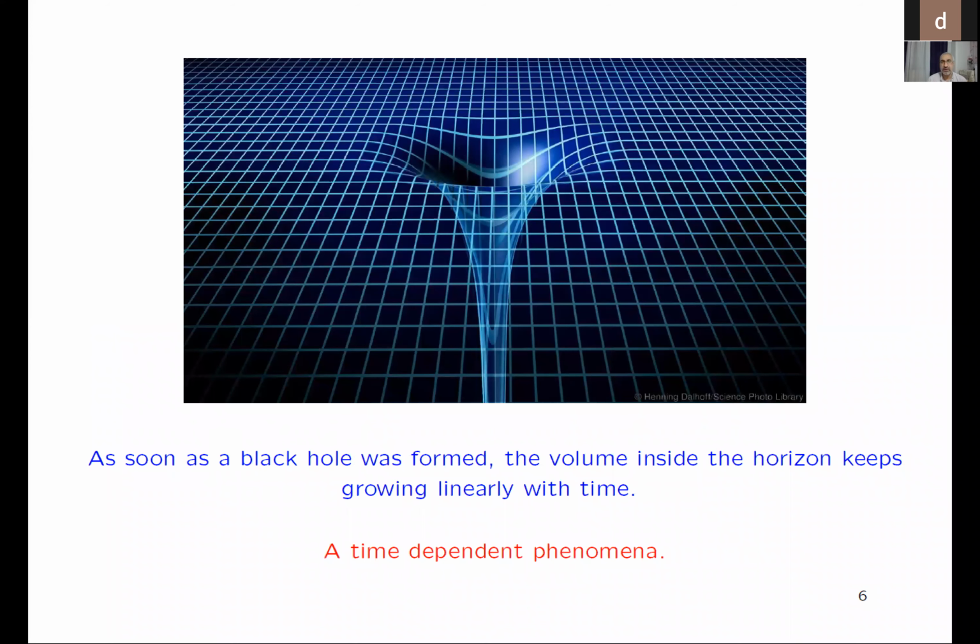Now, suppose we start from a space where there is nothing. It could be flat space or anti-de Sitter space, and we just inject some energy or matter there to make a black hole. The process of making a black hole is a time-dependent process. But as soon as the black hole is formed, we have thermalization, and therefore a static solution. However, the volume inside the horizon keeps growing linearly with time. So in the AdS/CFT correspondence, from one side we have a static solution, but from the other side we have something that is growing with time, which is the inside of the horizon, and we would expect that something time dependent would appear in this context.